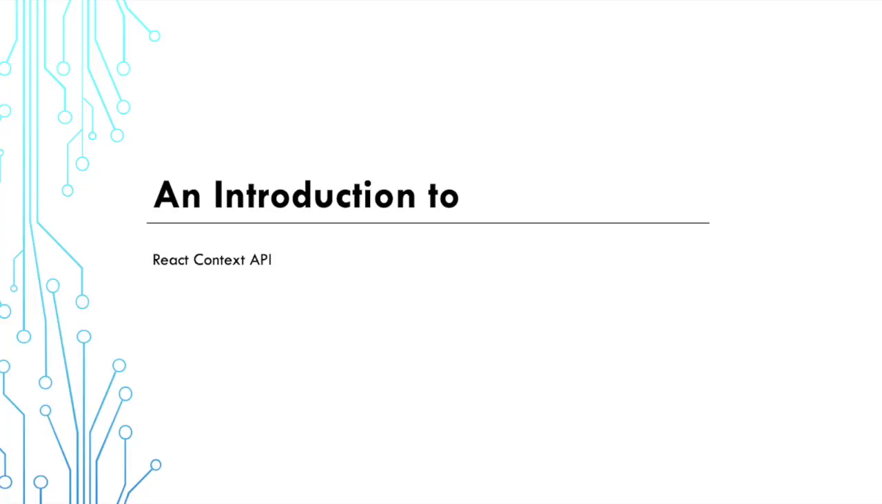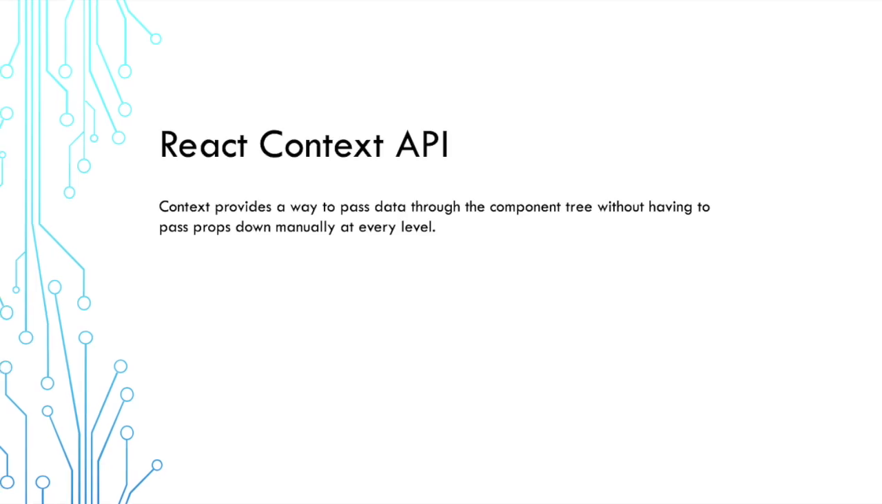All right. What's next? Let's talk a little bit about context, an introduction to context. What is it? Here's the description from Facebook itself. Context provides a way to pass data through the component tree. Now the question is, what is a component tree? We're going to show you that in a second, but there's something interesting here. Passing data through the component tree without having to pass props down manually at every level. And here's what they're talking about.